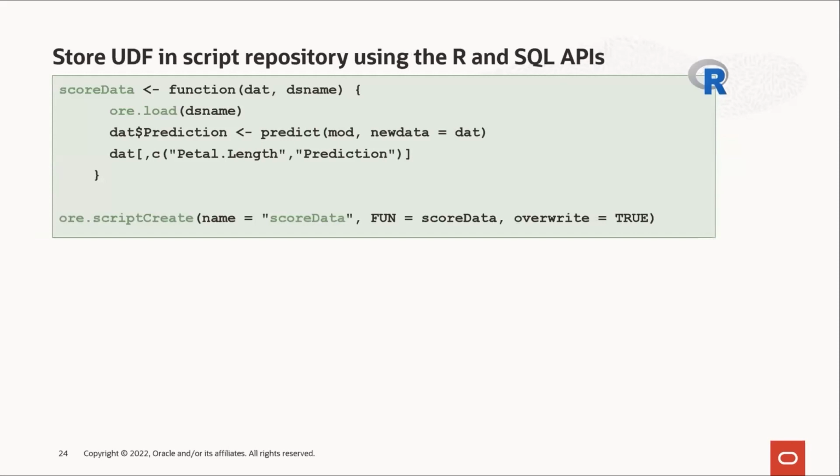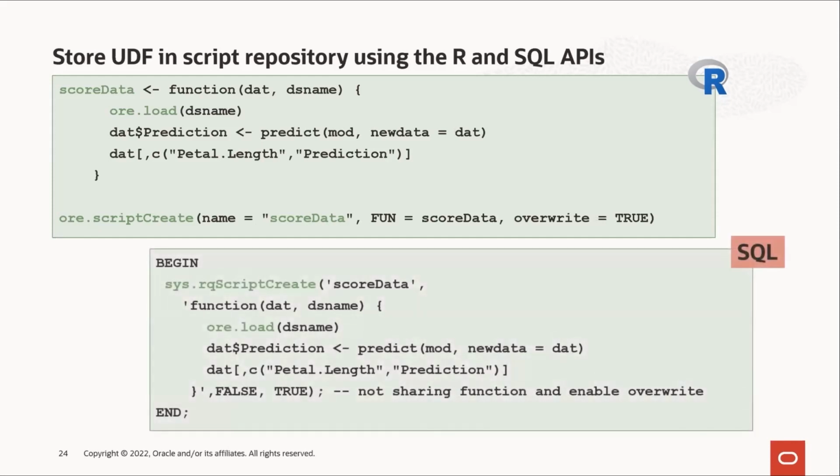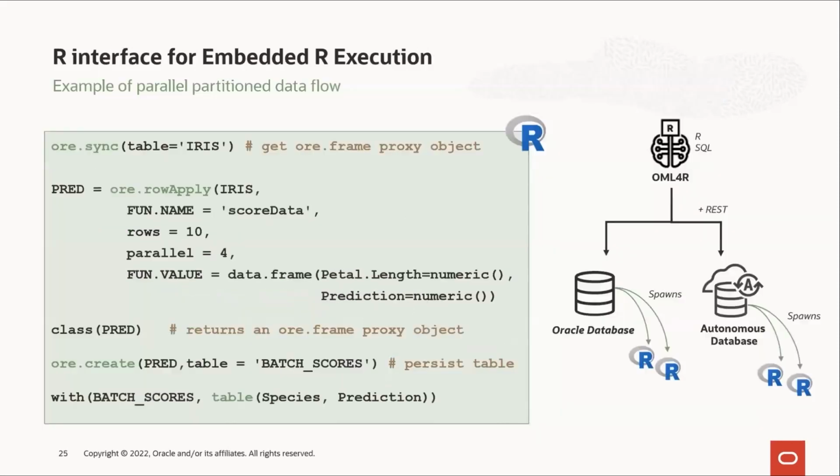Now, with the model created and stored in the database, let's define a function that uses that model to make predictions. We load the model from the data store, make the predictions, and return the actual and predicted results. As before, ORE script create stores the UDF in the script repository. And we can also store our UDF using PL/SQL with the function RQ_script_create. And this supports DBAs or SQL users to receive UDFs from R developers to deploy themselves, perhaps in secure production environments.